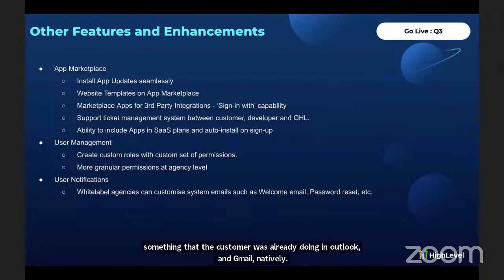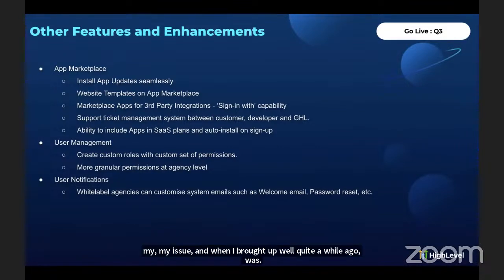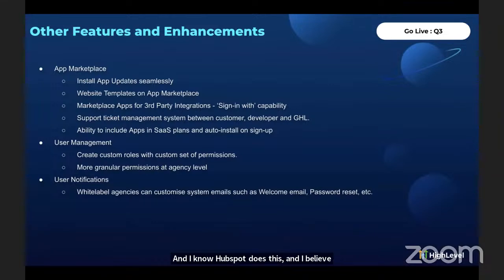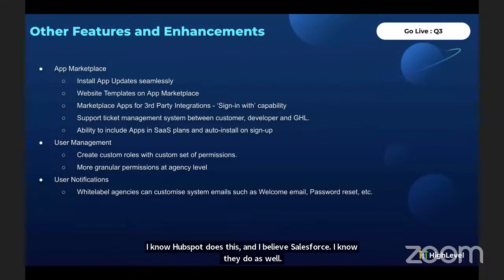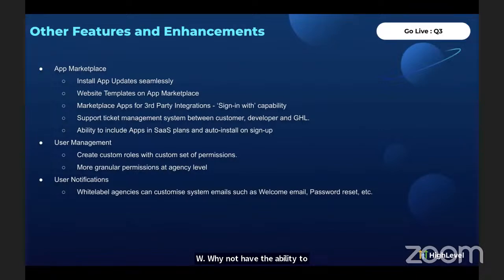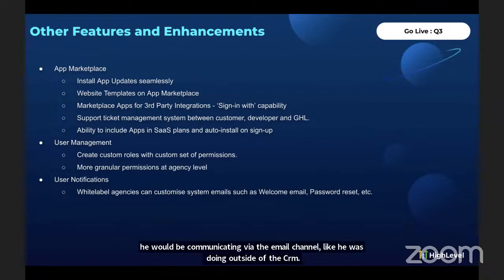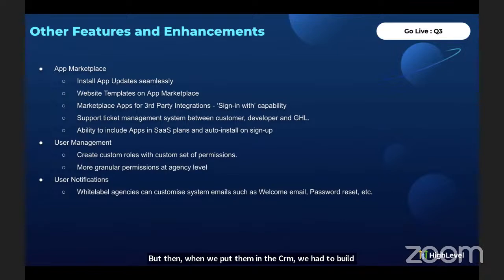So my issue, and what I brought up quite a while ago, was, and I know HubSpot does this, and I believe Salesforce does as well: why not have the ability to just configure your mail accounts as a regular inbox like you would from an email client like Outlook or Gmail? Then he would have been communicating in the CRM, which is what he wanted, but via the email channel like he was doing outside of the CRM. Instead, when we put him in the CRM, we had to build this extremely complicated API with Make logic and all kinds of things going on. Is that something someone has thought about?